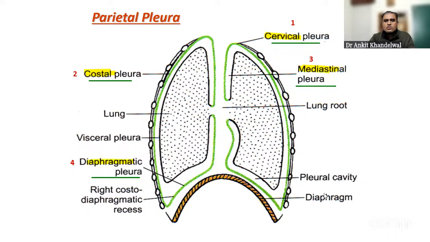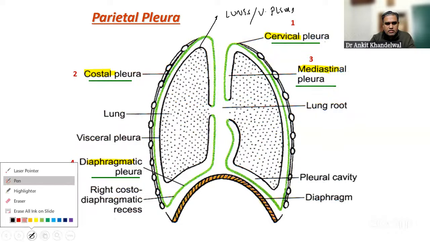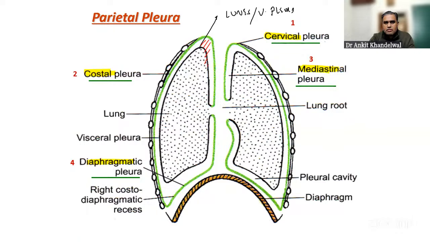And in this diagram also try to see that this green color is the whole parietal pleura, while this black line over here, let me show you, is the lungs being overlapped by the visceral pleura. Therefore the space between them, all this space, if I may use a different color, is the pleural space or pleural cavity or pleural sac. Yes or no? This all is pleural space or pleural cavity. And here come a couple of recesses.